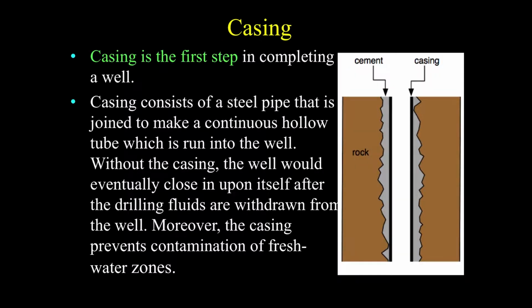Casing is the first step in completing a well. Casing consists of a steel pipe that is joined to make a continuous hollow tube, which is run into the well. Without the casing, the well would eventually close in upon itself after the drilling fluids are withdrawn from the well. Moreover, the casing prevents contamination of freshwater zones.